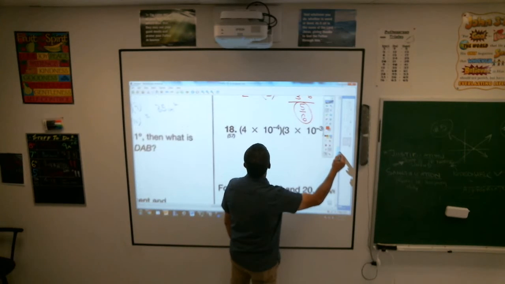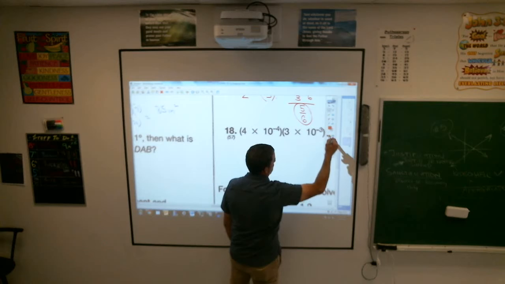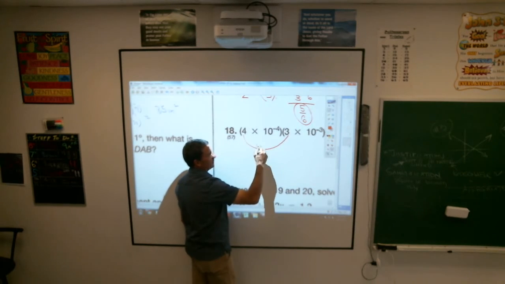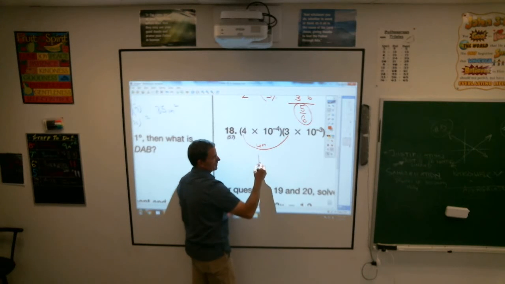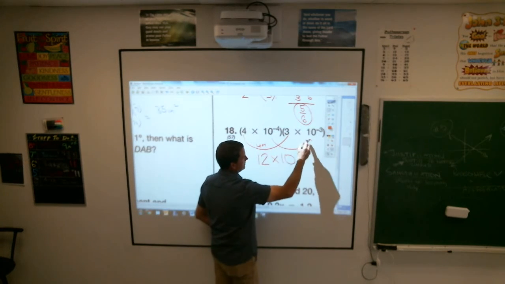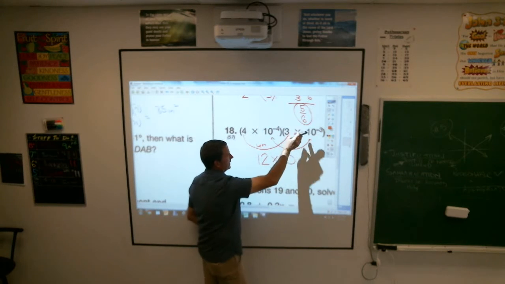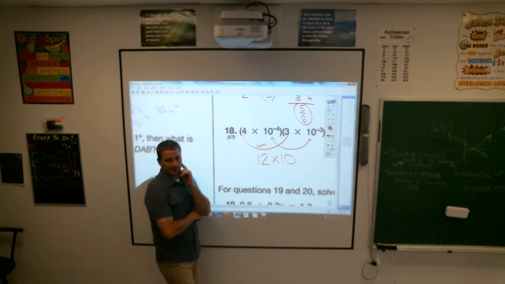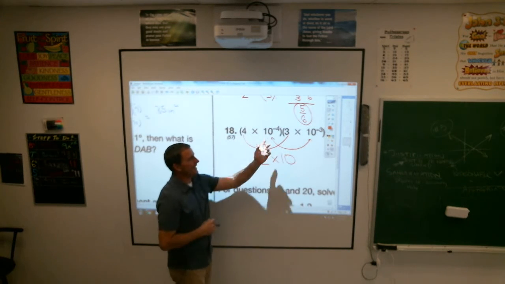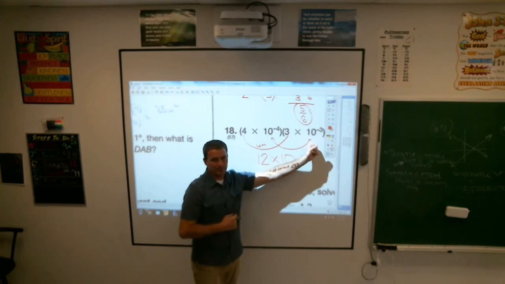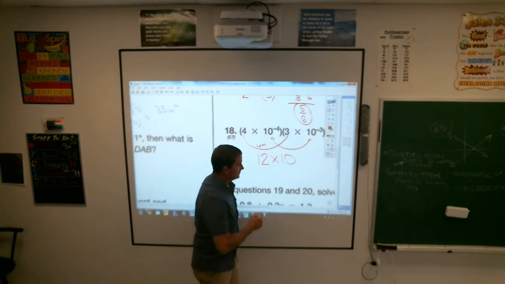Scientific notation, multiplication doesn't get any easier than this. You multiply the left parts. 3 times 4 is 12. You write down your times 10. What happens when I multiply the right parts together? What is 10 to the negative fourth times 10 to the negative third? This does get a little complicated, by the way. You add their exponents together. If you add a negative 4 and a negative 3 together, you get a whopping negative 7.